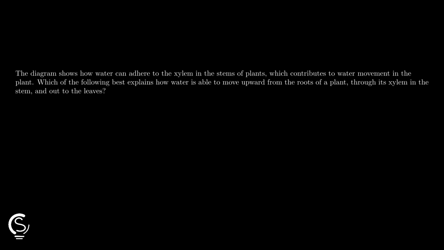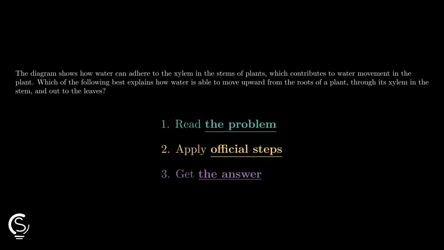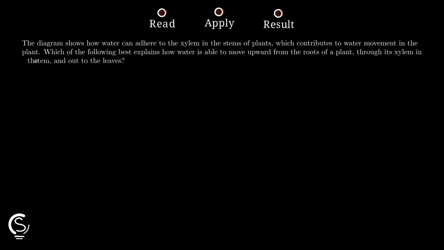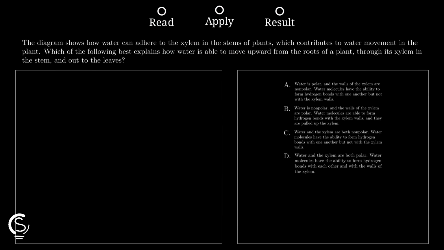Water movement in plants is actually super simple once you understand polarity. Let's break down this xylem question fast so you can master biology in seconds today. First, you have to remember that water is a polar molecule. This means it has partial charges that allow it to stick to other polar substances through strong hydrogen bonds.